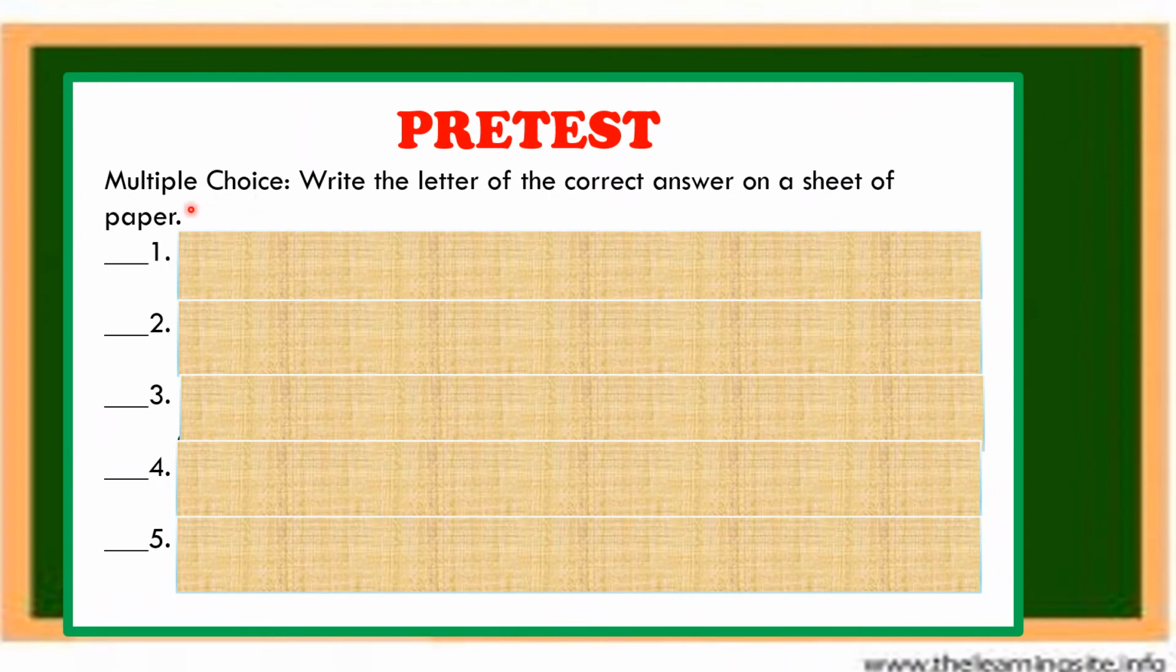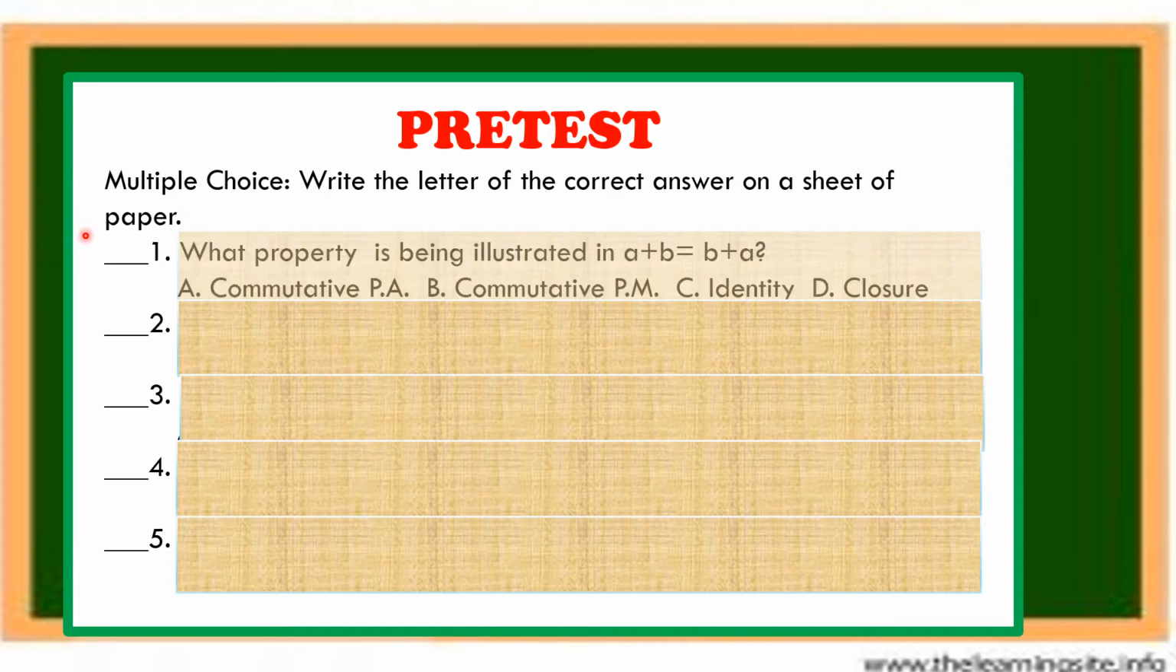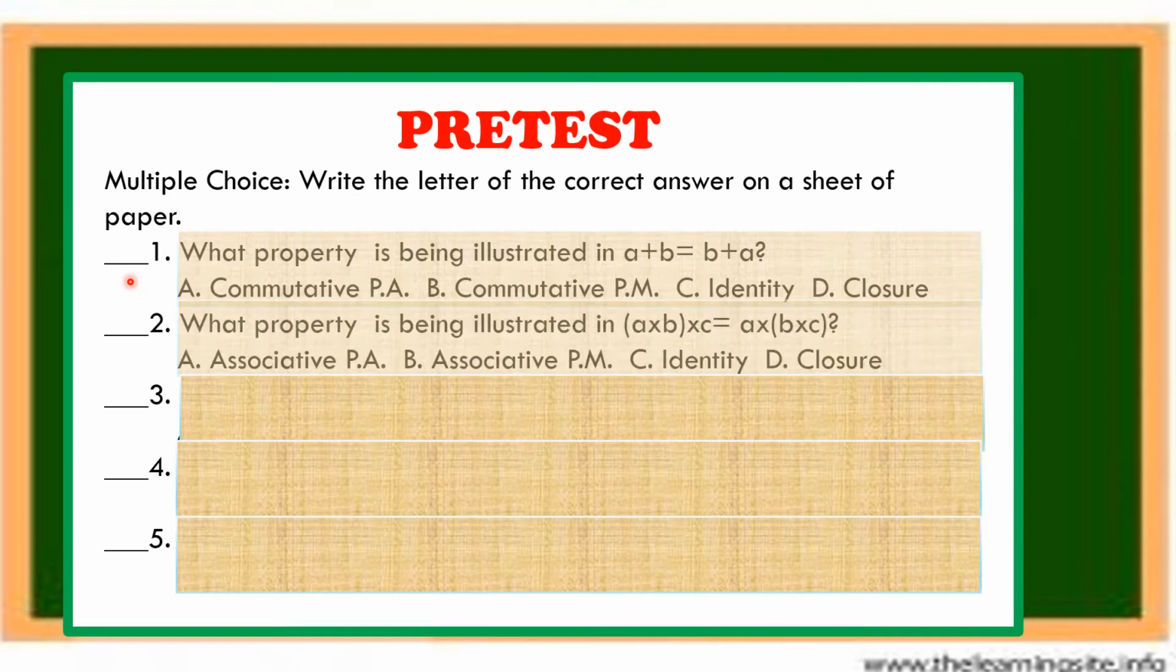So we will have a pretest, multiple choice. Write the letter of the correct answer on the sheet of paper. Number 1. What property is being illustrated in A plus B equals B plus A? Letter A, commutative property of addition. Letter B, commutative property of multiplication. Letter C, identity property. Letter D, closure property.